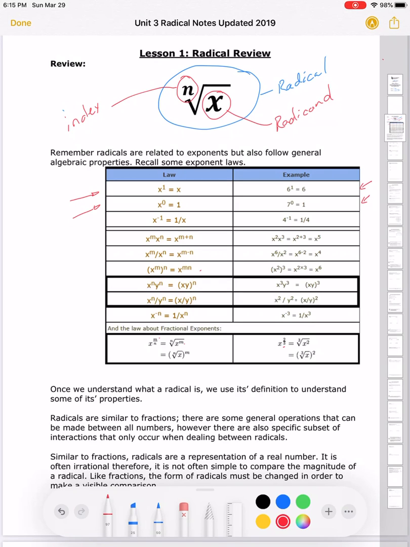When we have negative exponents, for example x to the negative 1, we would write that as the reciprocal of that. So x to the negative 1 would be 1 over x. 4 to the negative 1 would be 1 over 4. I often talk about a train ticket. The negative sign's a train ticket that gets you to the other platform. Once you cash in your ticket, it's gone.